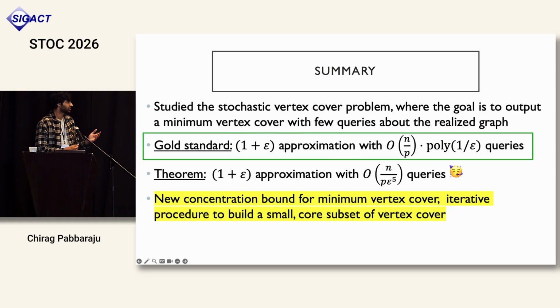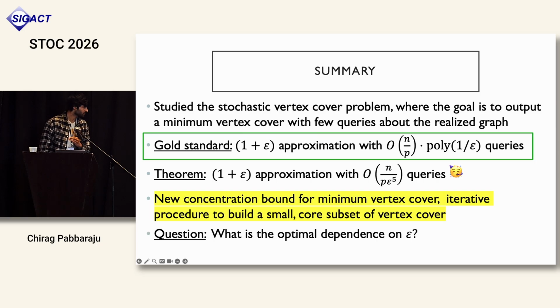So we show how the size of the minimum vertex cover of a stochastically realized graph concentrates around its expectation. And there's some nice martingale arguments that go in showing this property. And then there's this nice iterative procedure to build a core subset. And so this problem is resolved in terms of the dependence on n and p.